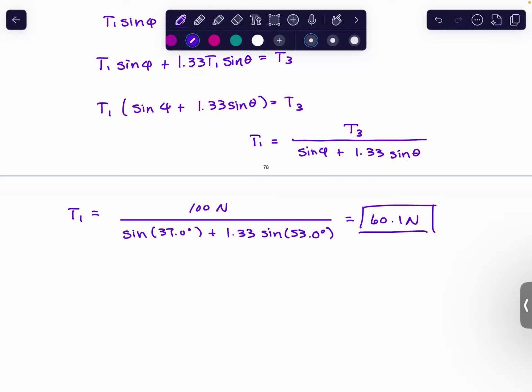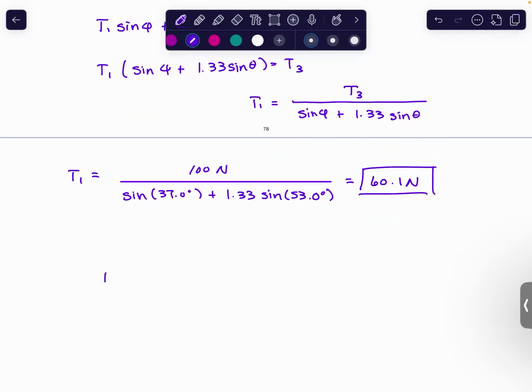Now again, if you had gone the other way, where you solved and substituted in for T1, you would have gotten the same answer. We just added a few more steps. So T2 is simple. Immediately substitute instead of going through all that.